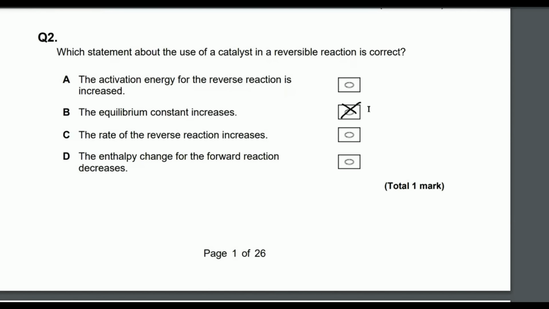Well, the equilibrium constant increases. No, catalysts do not affect Kc. They don't affect the equilibrium constant. They don't change the position of equilibrium. Let's look. The rate of the reverse reaction increases. That's true. The rate of both reactions increase.